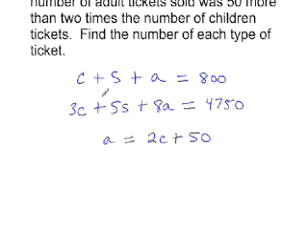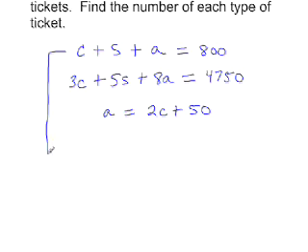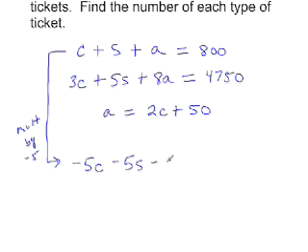We're going to begin with our first 2 equations. We're going to multiply the top equation by -5 and then add that to the second equation. Using the elimination method, I'm going to multiply all 4 terms by -5, giving us -5C minus 5S minus 5A equals -4,000. We're now going to add that to our second equation.